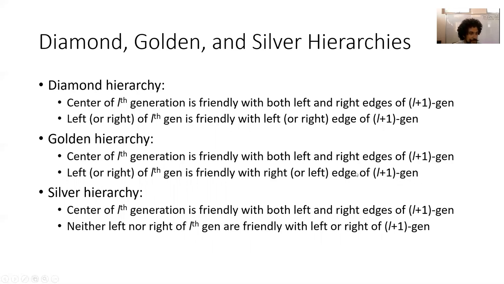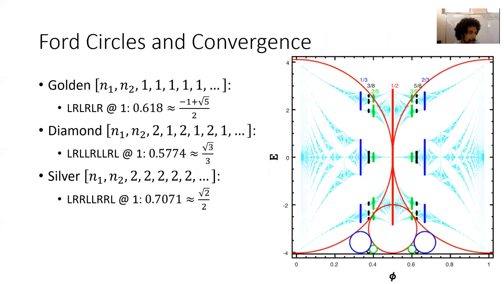So the second property flips it with respect to the second property of the diamond hierarchy. And the silver hierarchy is perhaps the weakest, in the sense that this first property remains, but neither the left nor the right of the L-th generation are friendly with either the left or right of the L plus 1 generation. So we're going to get these three different hierarchies, and we're going to understand how to go between them in the butterfly and go through each one by one.